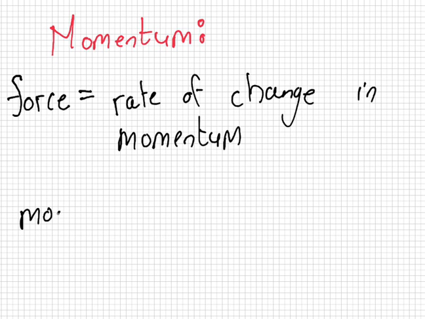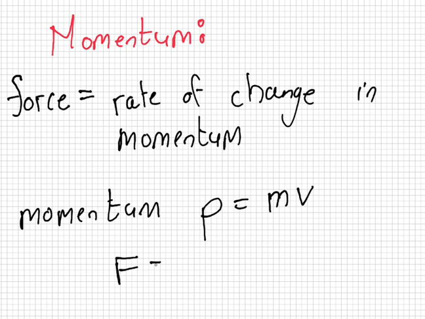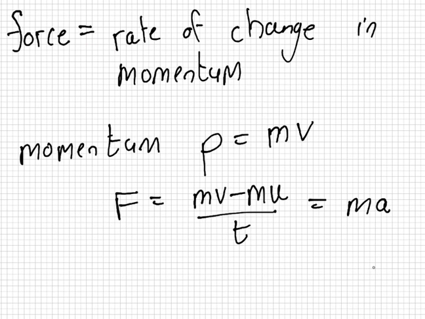What letter is momentum? P. And the formula is mass multiply velocity. Good. So in fact, you have this formula I gave you last time: mv minus mu over t, which is the same as ma. And then there's another one too as well.